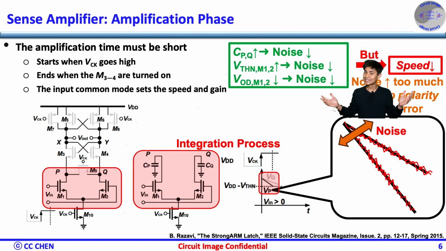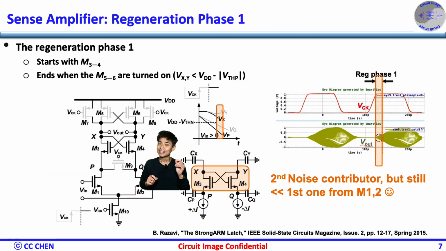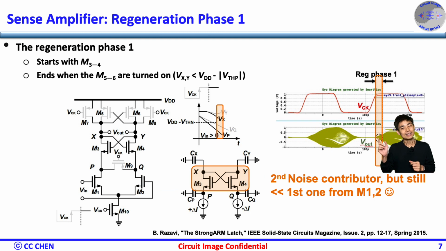What's the next phase? Great. Then let's go through regeneration phase 1, with M3 and M4 dropping the Vout voltage further until M5 and M6 are turned on. In this phase, the noise has much less contribution to the overall decision compared to the input differential pair, but it still has some noise contribution. To reduce the noise from M3 and M4, we should make them bigger, but that may reduce the speed due to the self-loading capacitance. What's the last phase?